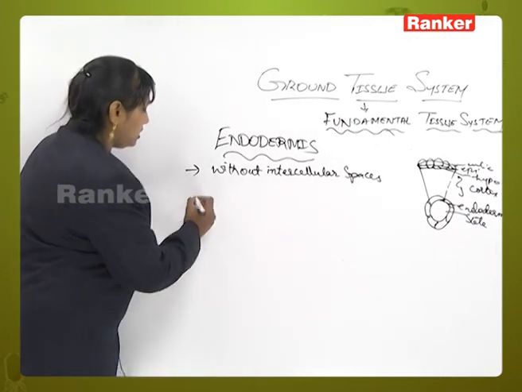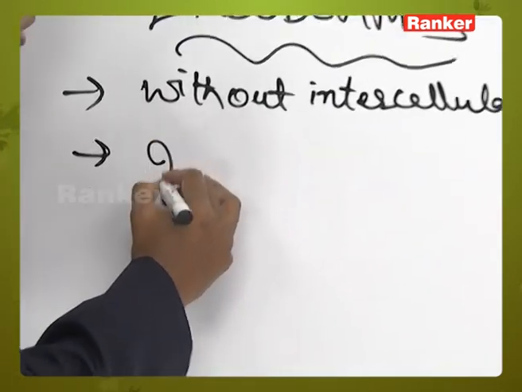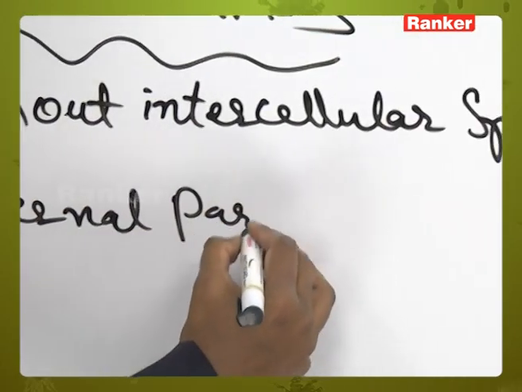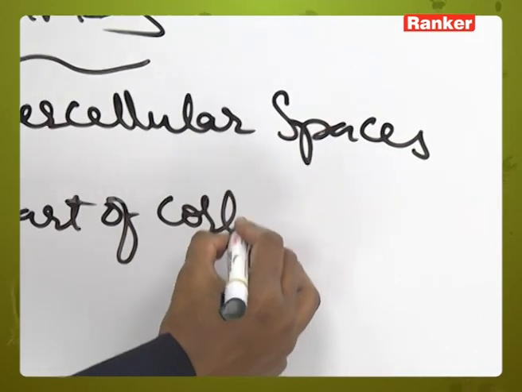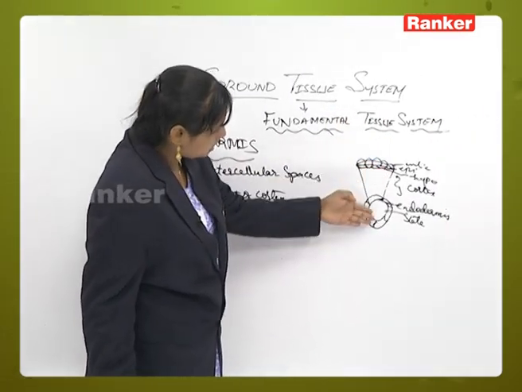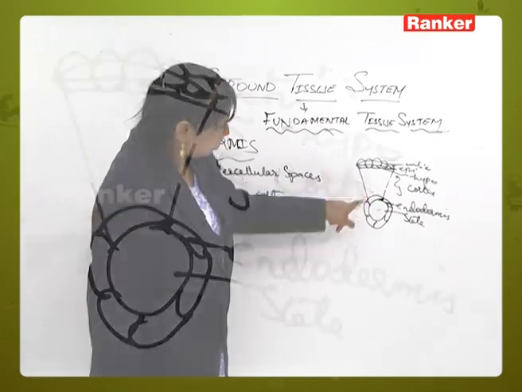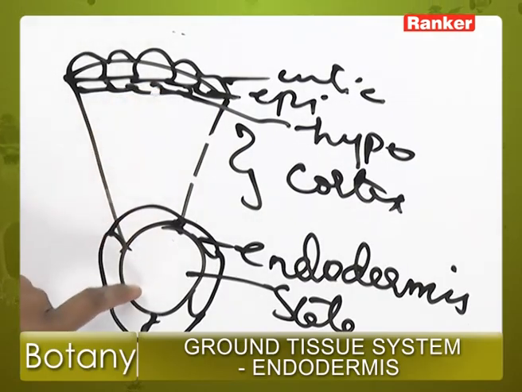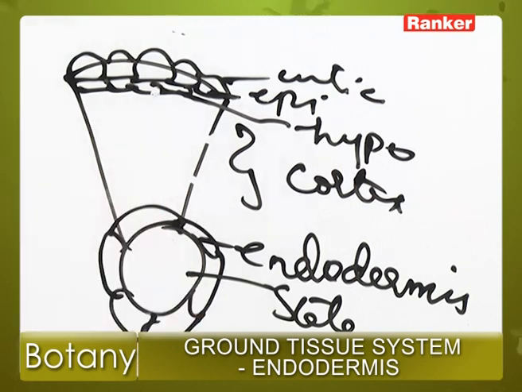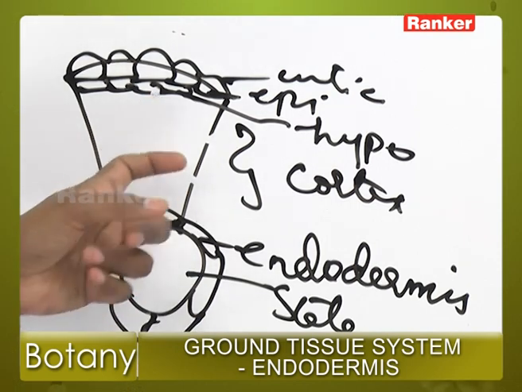Now, this is considered as the internal part of the cortex. Why the internal part of the cortex? Because it is a layer which is inside, from the hypodermis towards the stellar region. It is inside, so that is why it is called the internal part of the cortex.